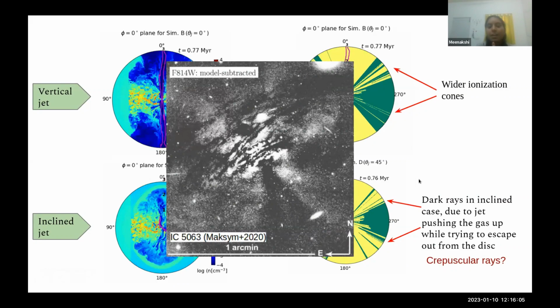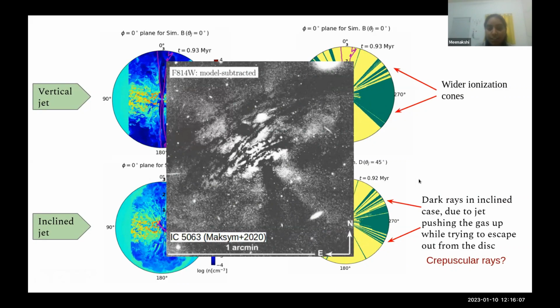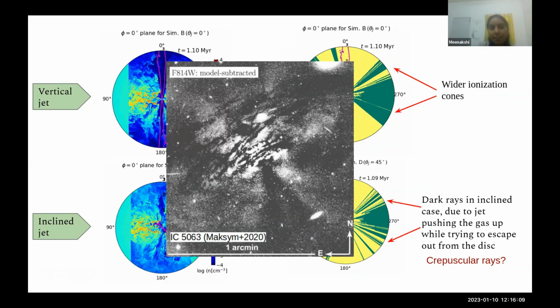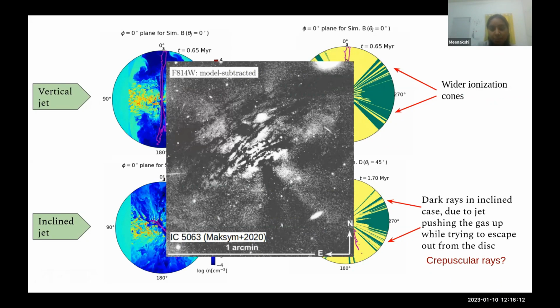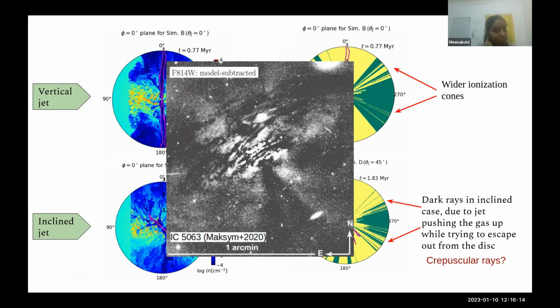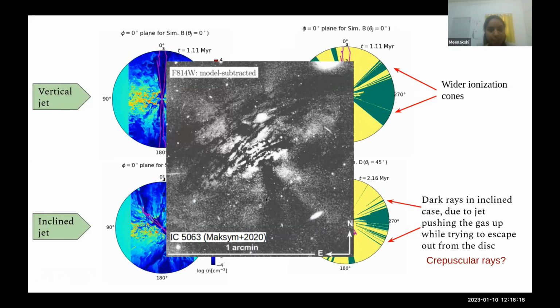And we propose these rays can also be due to the jet-gas interaction, because the jet, while it is interacting with this gas, is pushing the gas above the disk plane, which is hindering the AGN radiation from ionizing the region.